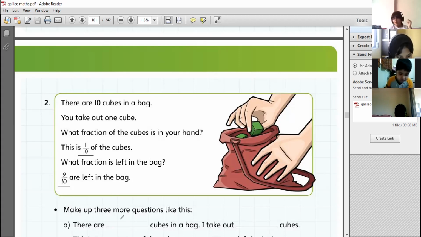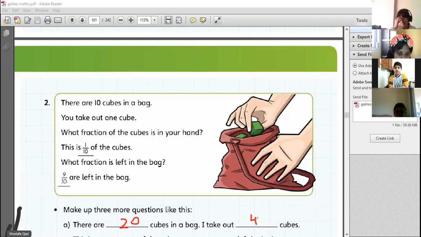Let me say there are 20 cubes. I want to take 20, and I removed 4 cubes. So what fraction did I remove? Can anyone tell me? 4 out of 20. Umaima, you said the bigger number first. I mean 4 upon 20. Okay, Muhammad Ali, what fraction? Yes, 4 upon 20.